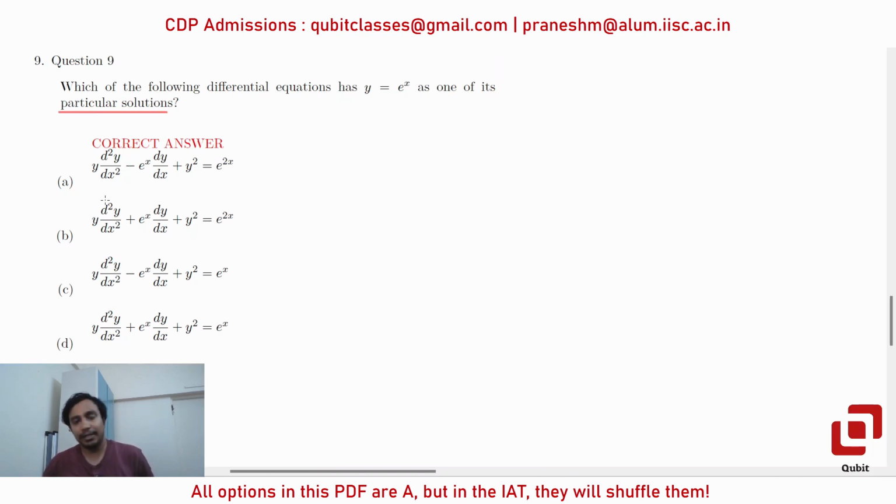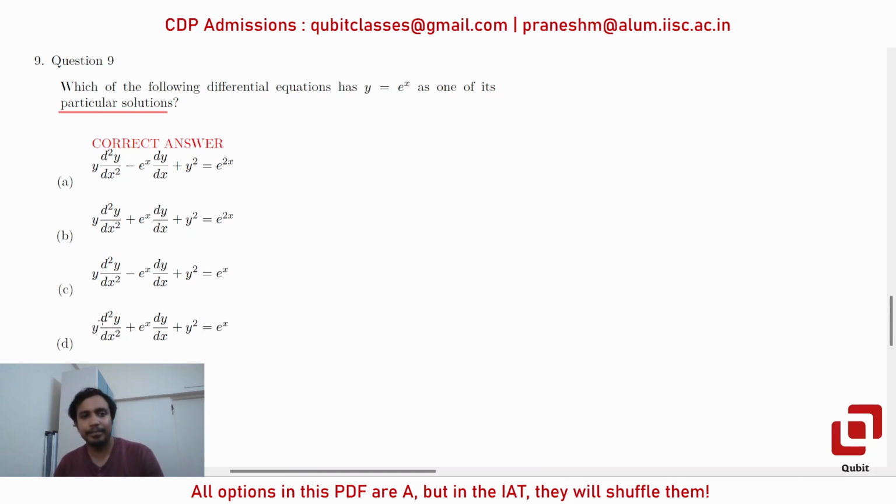Let's read them carefully. Y d2y by dx squared minus e raised to x dy by dx plus y squared equal to e raised to 2x. Y d2y by dx squared plus e raised to x dy by dx plus y squared equal to e raised to 2x. Y d2y by dx squared minus e raised to x dy by dx plus y squared equal to e raised to x. Y d2y by dx squared plus e raised to x dy by dx plus y squared equal to e raised to x.